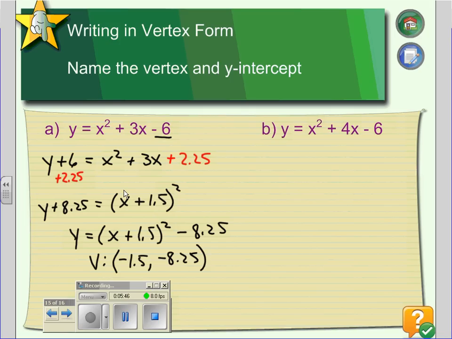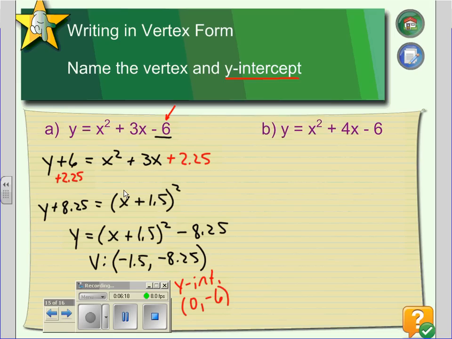Second question we have up here is to name the y-intercept. The y-intercept is most easily named from standard form because in standard form we can substitute zeros in for both x's and we get our y-intercept right there. So the y-intercept is going to be the point 0, negative 6.